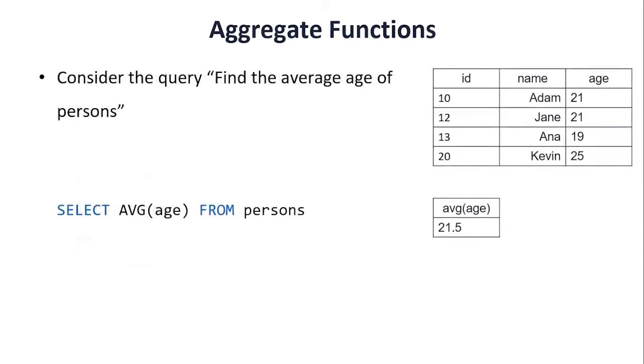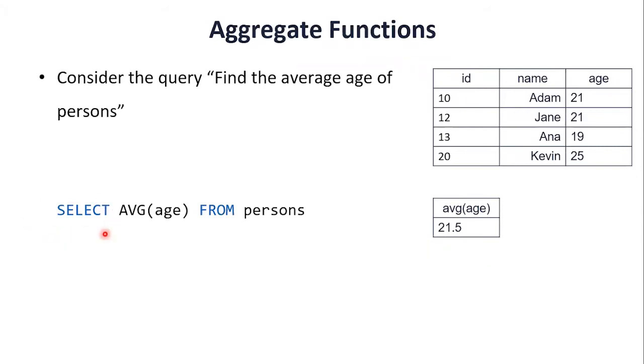Now first, let's consider an instance where we have this particular simple table. This is for a table persons. We have 3 columns: ID, name, and age. And let's say we have a requirement where we want to find the average age of the persons in this table. So we can simply find this using the average aggregate function available in SQL. And this is how we are going to write it.